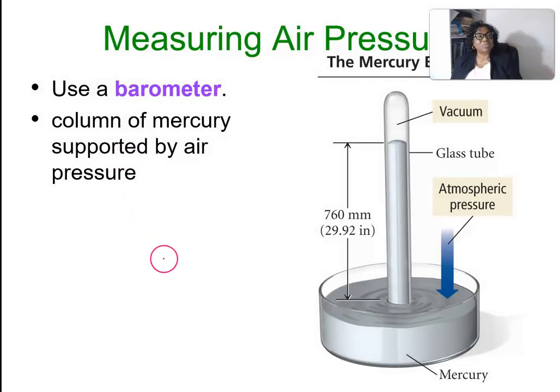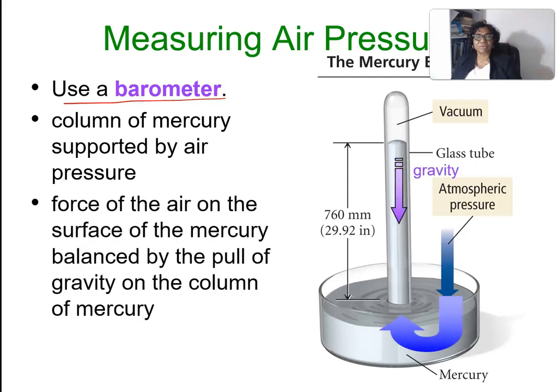So what instrument do we use in measuring pressure? Barometer. A barometer is a column of mercury supported by air pressure. So you see, this is a column of mercury. This is our dish that has mercury. And you have the mercury in the tube. As atmospheric pressure pushes the mercury here, of course, it climbs here, but there is some kind of a difference.